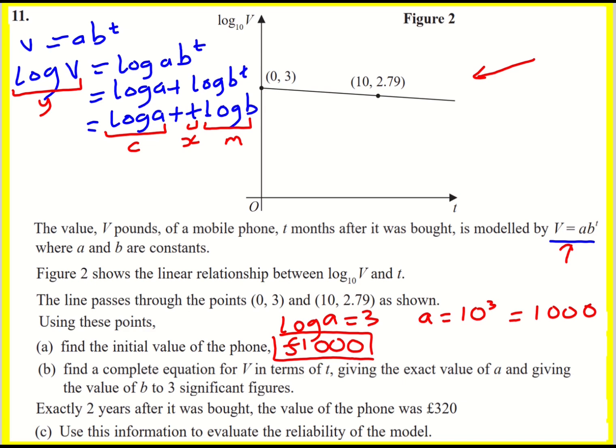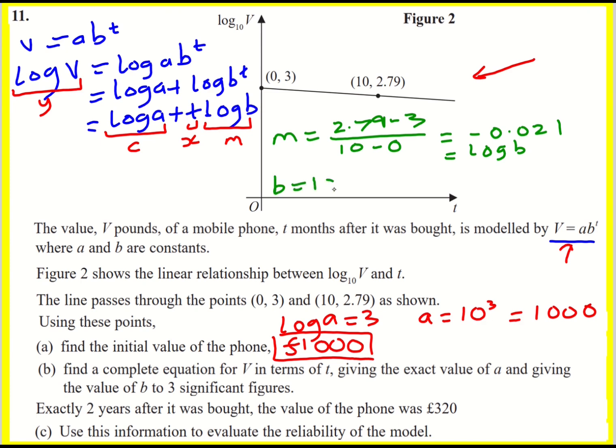And the complete equation for v in terms of t, given the exact value of a, which we've already got, and giving the value of b to three significant figures. So let's focus on that. Log b is actually the gradient. So the rise over the run, 2.79 minus 3 over 10 minus 0. This becomes minus 0.21 over 10, so minus 0.021. And remember that is log b.